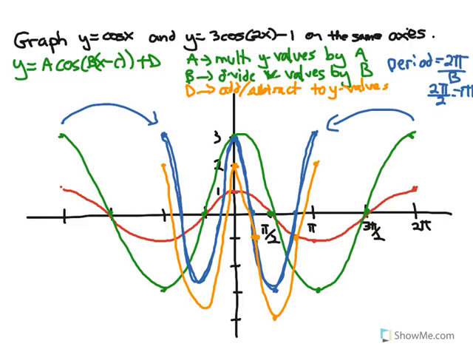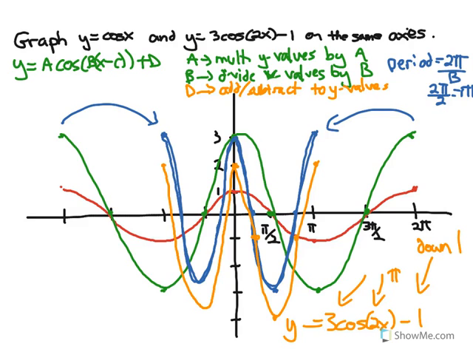So in orange, that's our final graph of y equals 3 cos 2x minus 1. We know our amplitude is 3 because that's our a value. We know our period is pi because we did 2 pi divided by b, which was 2. And we know our vertical shift was down 1. Hopefully that's not too messy to see and it all makes sense.